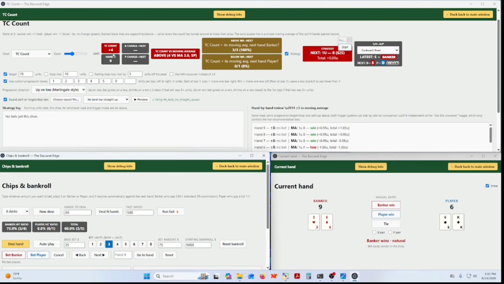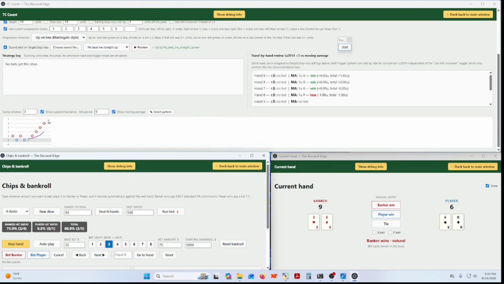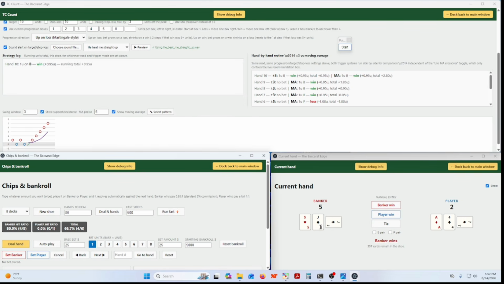Banker's winning. We're at +4 on the TC count. It is above the moving average, and anytime I see it take off above the moving average like that, I'm gonna go 1 unit, and I'm just gonna bet banker. As long as it's above that moving average, that's how I'm betting. Okay, banker wins again. Bet banker. As long as it's above that moving average, I'm betting banker.